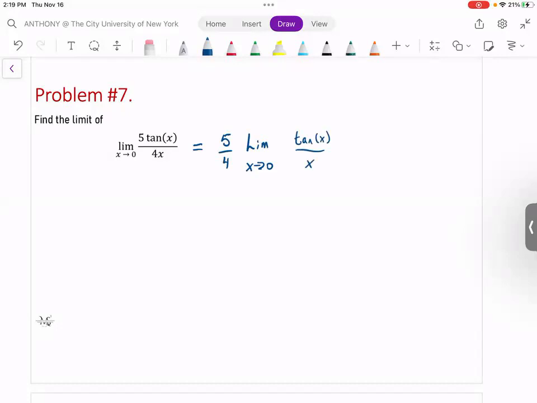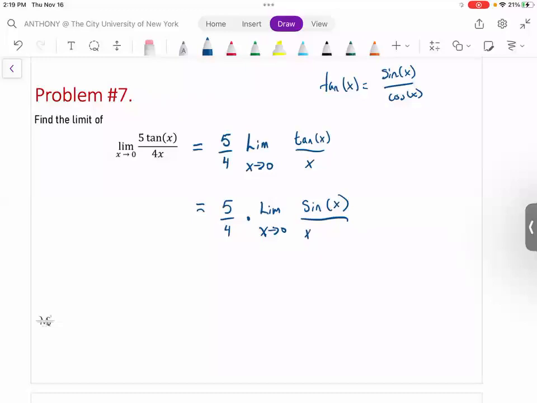Now, tan of x is the same thing as sine over cosine, right? Tan of x, if you recall, is the same thing as sine over cosine. So when you rewrite tan of x, you will technically have a fraction in the numerator. That fraction is sine over cosine, but informally, you could just stick the cosine in the bottom. So if you do that, you get 5 over 4 times the limit as x approaches 0 of sine of x over x times cosine of x.